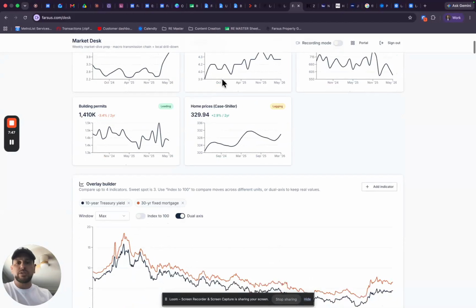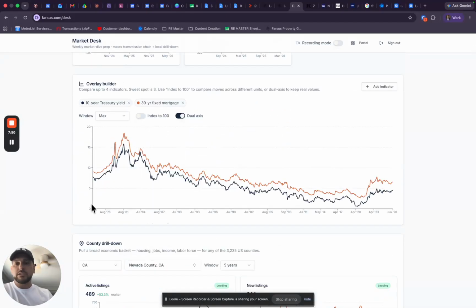So if we scroll down here, going all the way back to 1978, we can see that the orange is the 30-year fixed mortgage, right? And that the black is the 10-year Treasury yield. And you'll see that they follow almost verbatim, right? They have a very close tracking mechanism. And there's always going to be a buffer between the 30-year fixed mortgage and the 10-year Treasury yield, because there's got to be a risk factor baked in, right?